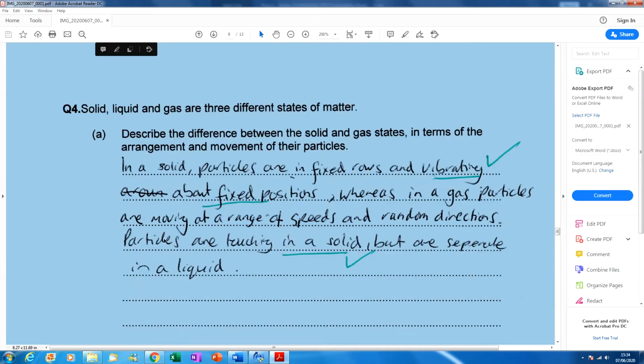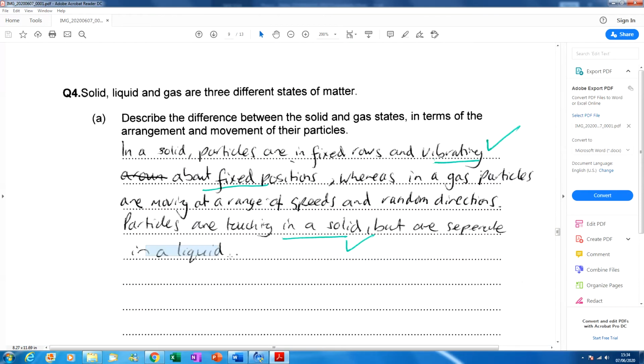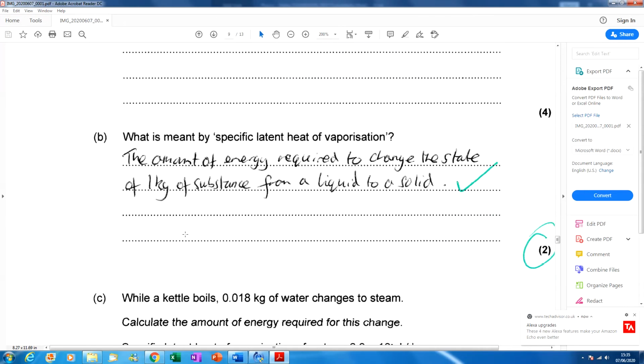Particles are touching in a solid, but are, now that's wrong, separate in a gas. So my brain switched off there, and that last word should be gas. Alright, so particles are touching in a solid but are separate in a gas. So please don't be sloppy like me. I think I was listening to a podcast as I was doing this, and it didn't do me many favours. I've made a silly slip, used the wrong word, so that would have been me being punished.